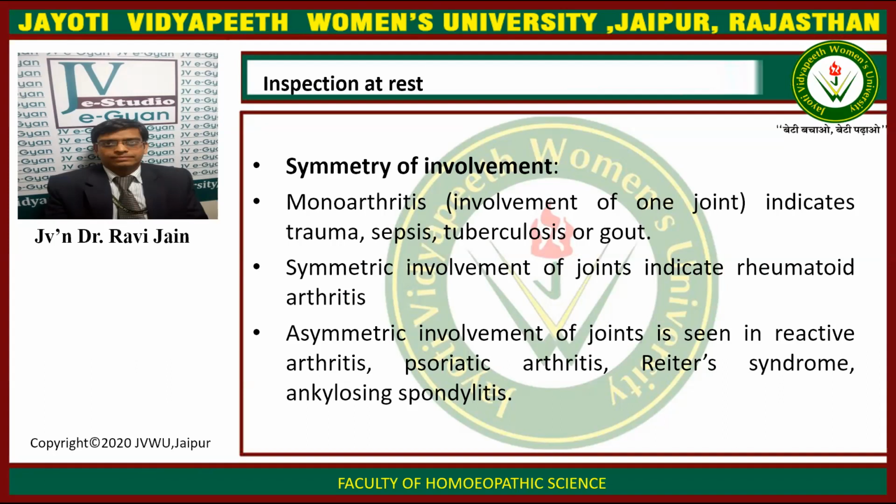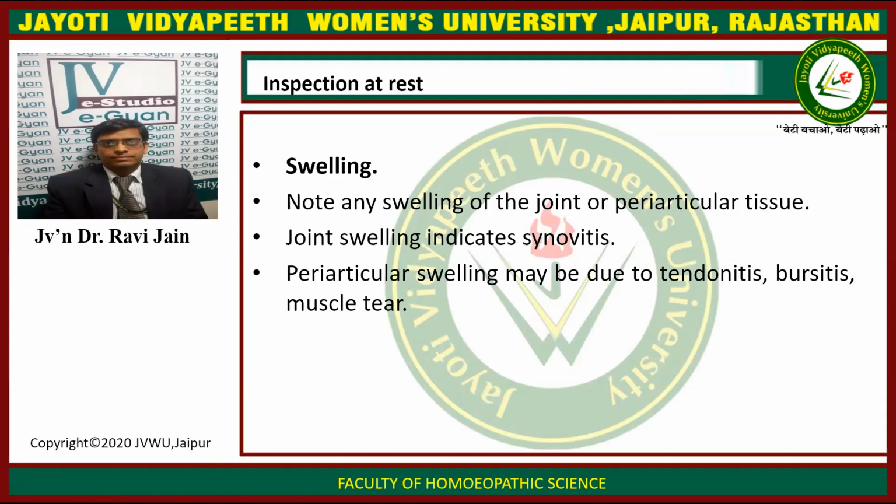And if any kind of asymmetrical involvement of the joint is seen, it is seen in the cases of reactive arthritis, psoriatic arthritis, Reiter's syndrome, and ankylosing spondylitis. We have to inspect for any kind of swelling. In the swelling, we have to note for any swelling in the joints or periarticular tissues.